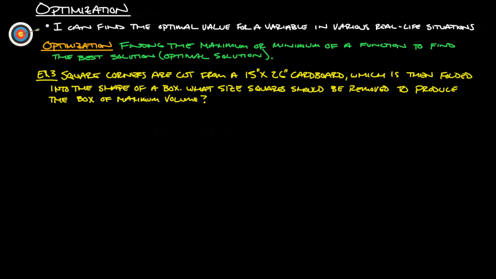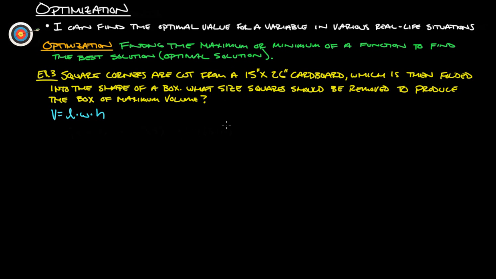Okay, so for example 3, square corners are cut from a 15-inch by 26-inch piece of cardboard, which is then folded into the shape of a box with no top. What size squares should be removed to produce the box of maximum volume? Okay, so if you'll remember, volume is length times width times height.